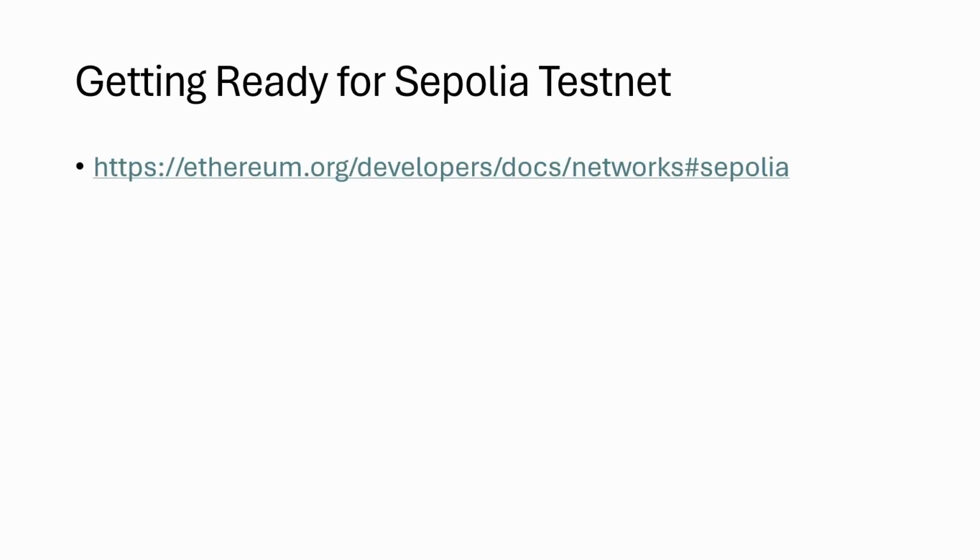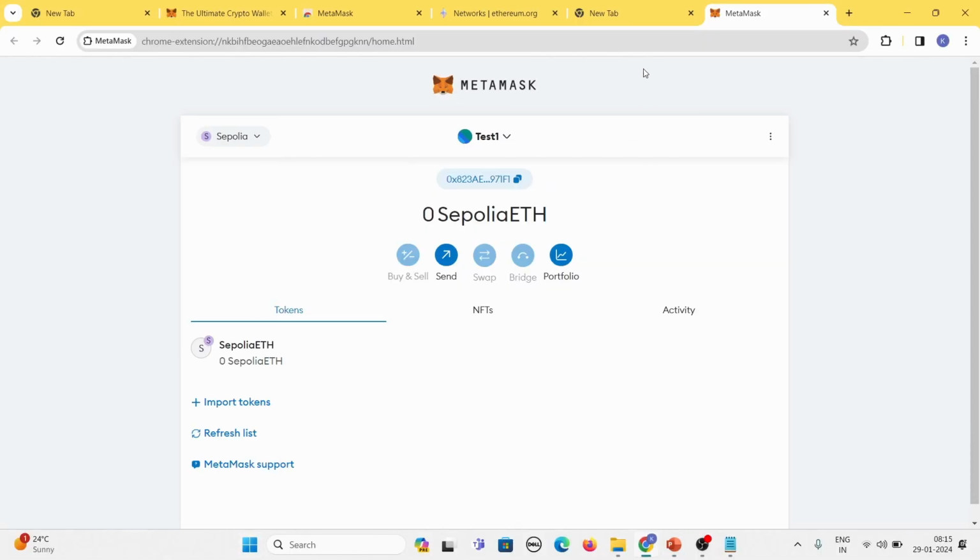Now let's move to our next step, getting some testnet Ether. For that, you can go to the Ethereum Foundation's website, where they talk about the Sepolia network and the possible sources of Sepolia Ether. We are going to get the Sepolia Ether, so we are going to this particular URL. I have already opened that URL.